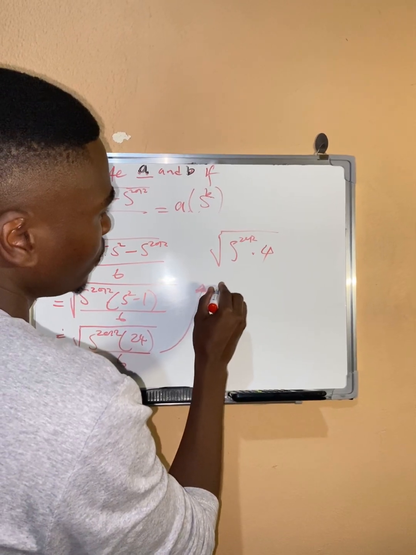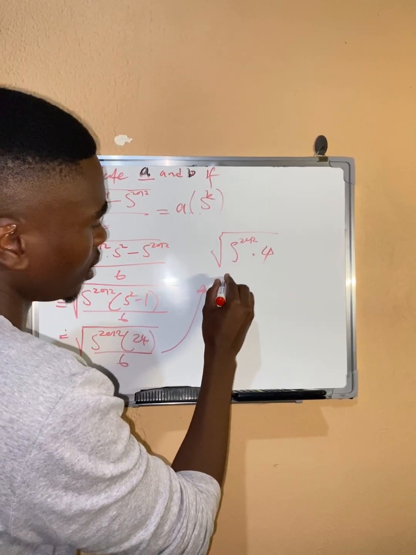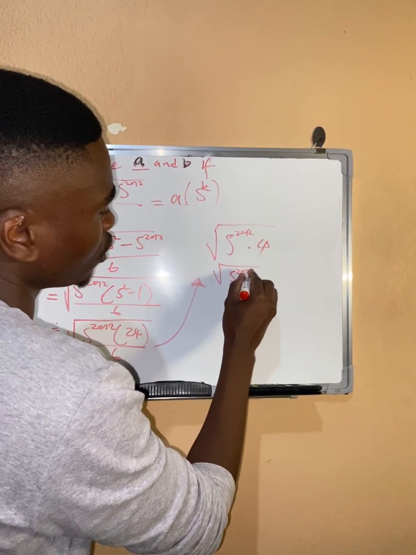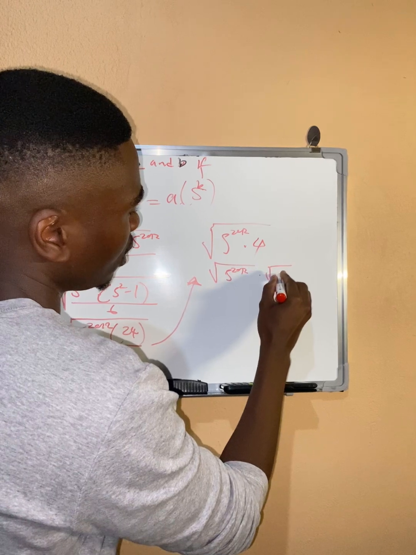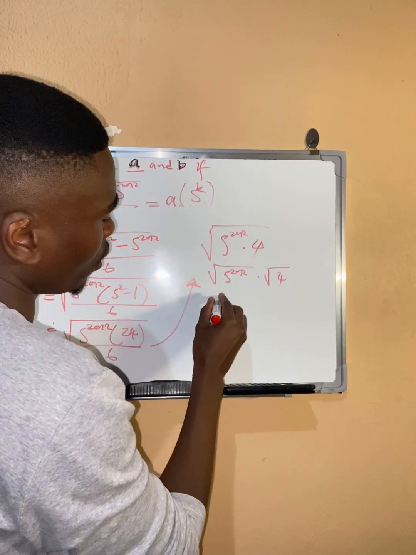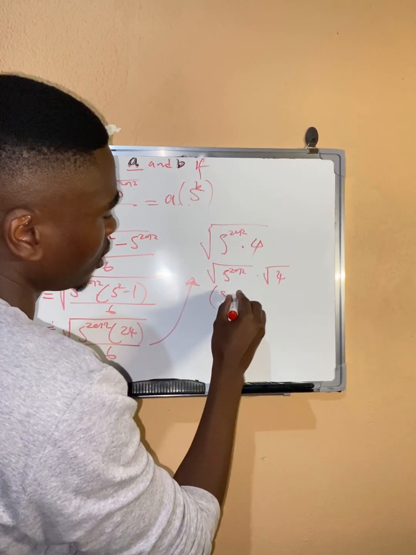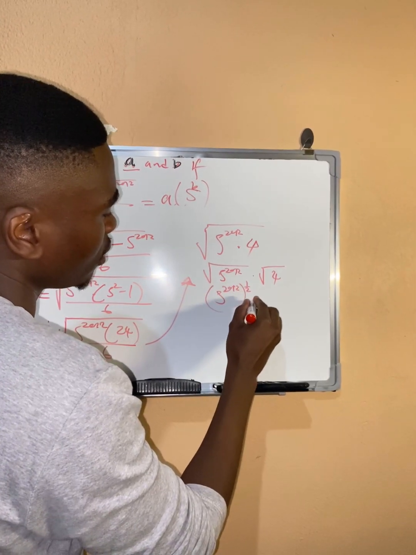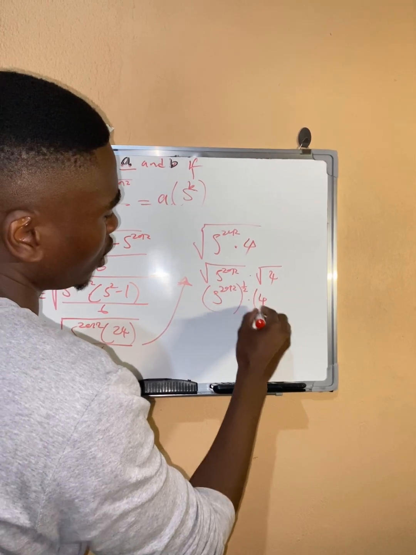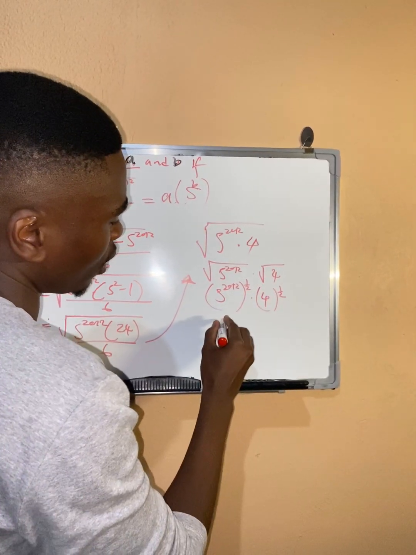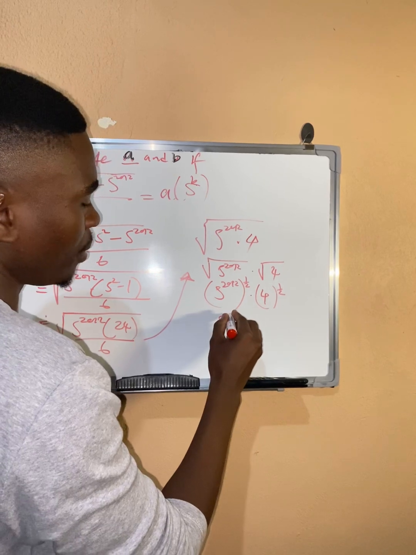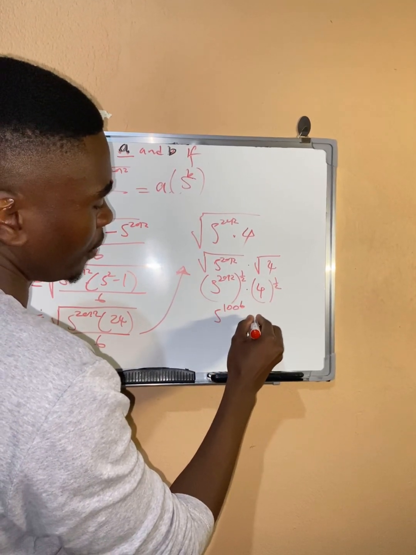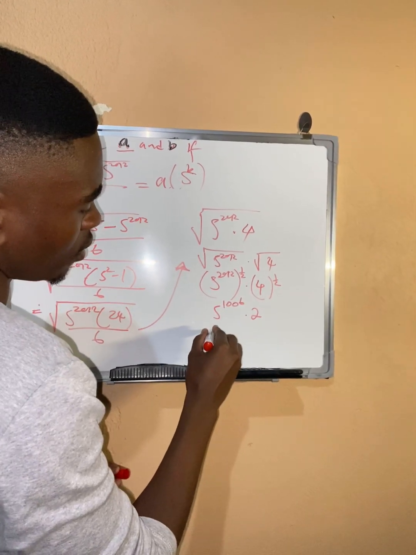So now we know this, we're going to have 5 to the power 12 multiplied by root of 4. So now we're going to have 5 to the power 12 into 1 over 2 multiplied by 4 into 1 over 2. So now we're going to have 5 to the power 1006 multiplied by 2.